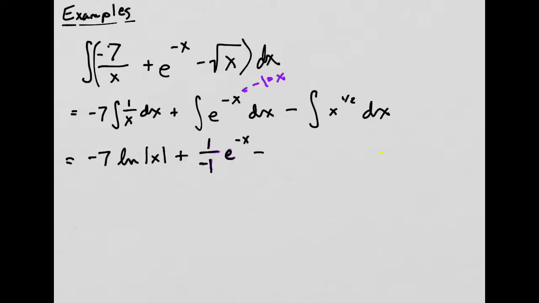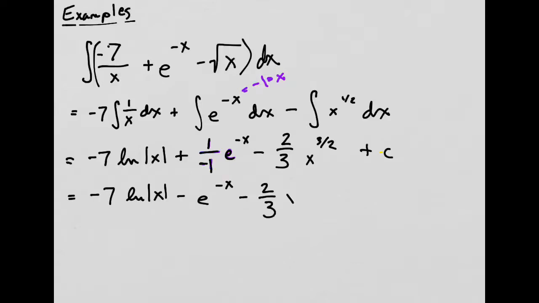And then minus, and so you have x to the 1/2. So x to the 1/2 plus 1 is x to the 3/2. And then times 1 over 3/2, which is the same thing as 2/3, plus c. And so this cleans up to being negative 7 natural log of the absolute value of x minus e to the negative x minus 2/3 x to the 3/2 plus c as the antiderivative.